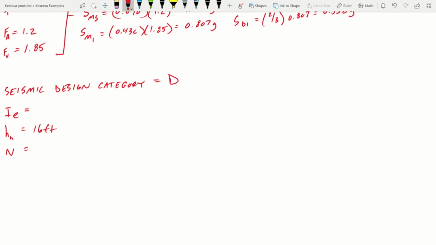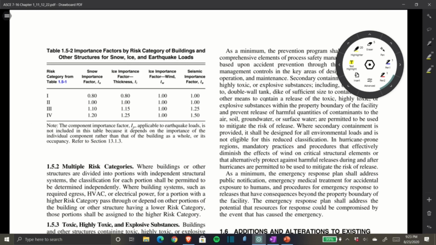N is just the number of stories above the base. For us today, that's just 1, so N equals 1. Now we're back to the seismic importance factor, IE. This can be found in table 1.5-2. So let's head over. Here we are at table 1.5-2.